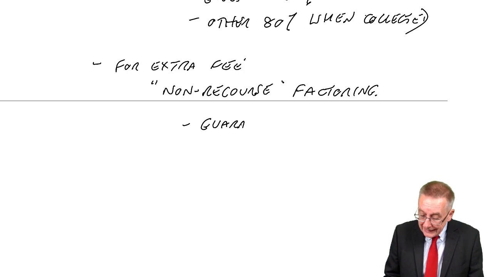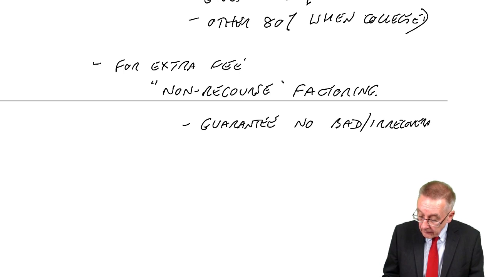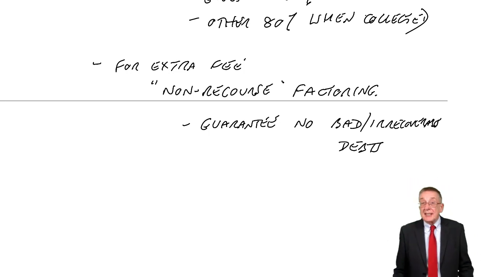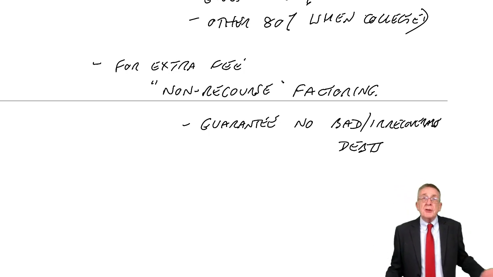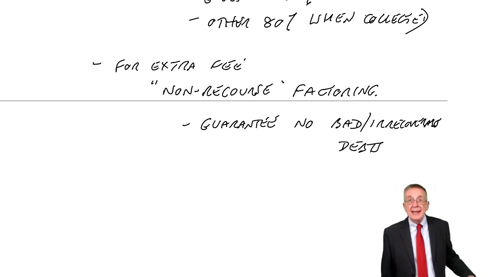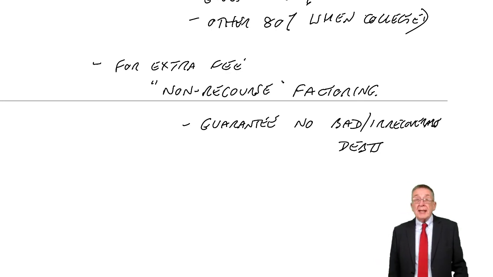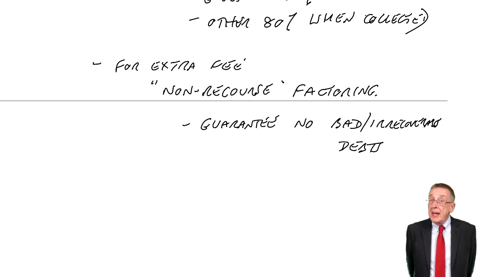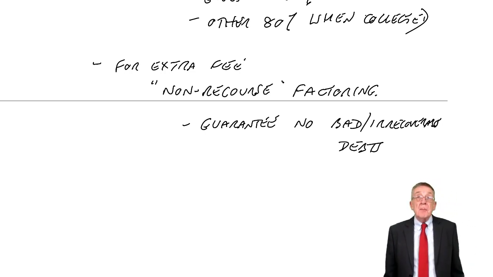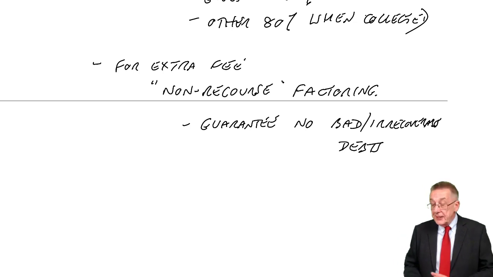Guarantee no bad or irrecoverable is the new word, irrecoverable debts. So in a sense, the charge for this is like taking insurance. Maybe at the moment, on average, 3% of my receivables never pay. Use the factor and pay the extra fee, and they'll guarantee that we get payment in full. If there is a customer who doesn't pay, the factor stands the loss.